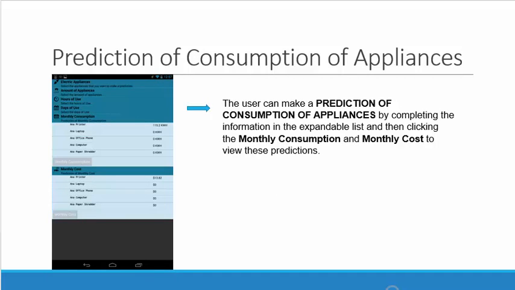After selecting a zone, the user can make a prediction of consumption of appliances by completing the information in the expandable list and then clicking the monthly consumption and monthly cost to view the predictions.